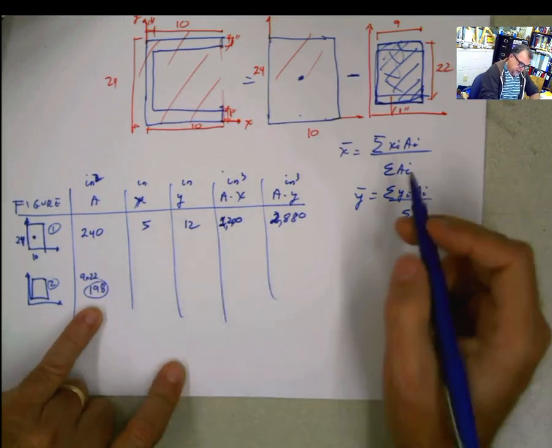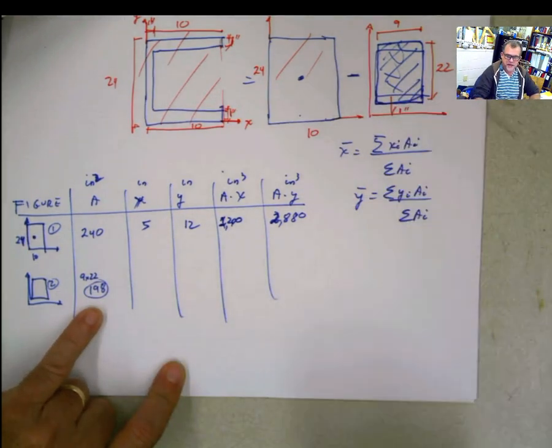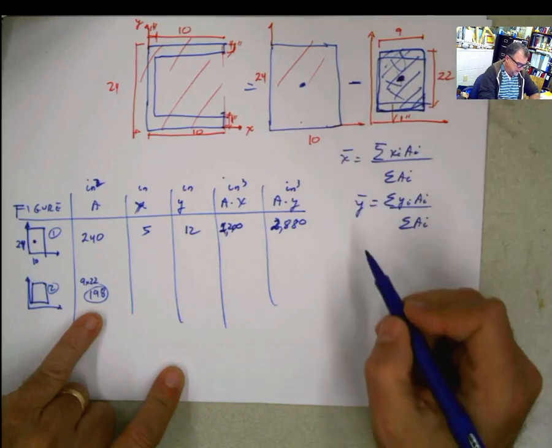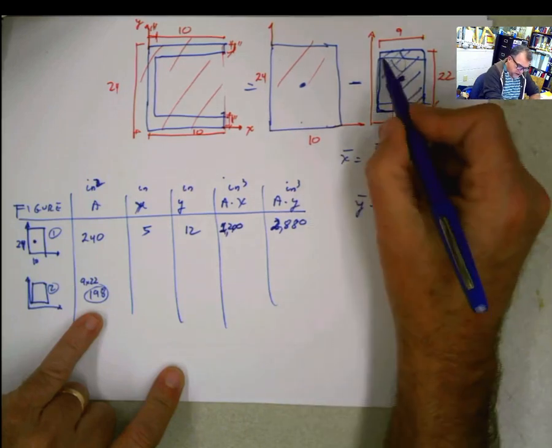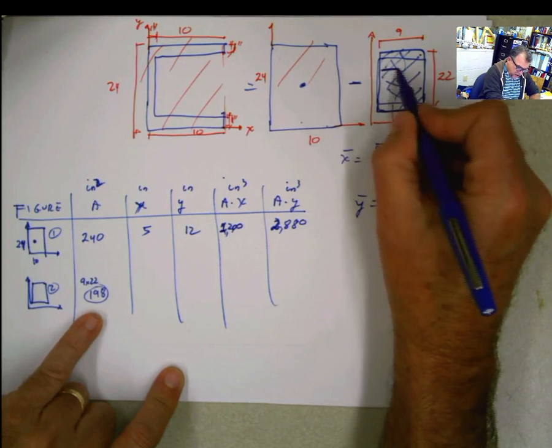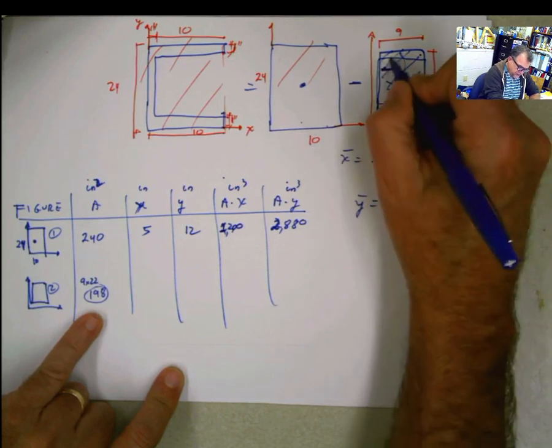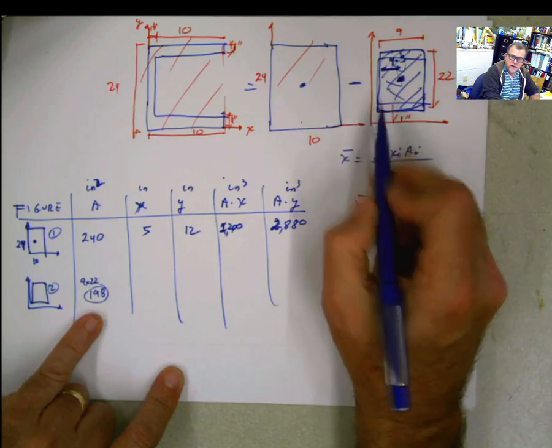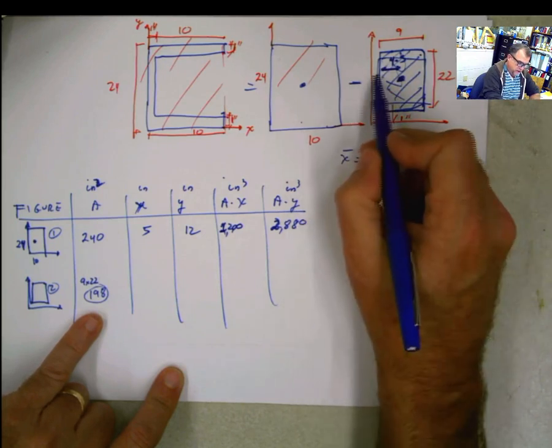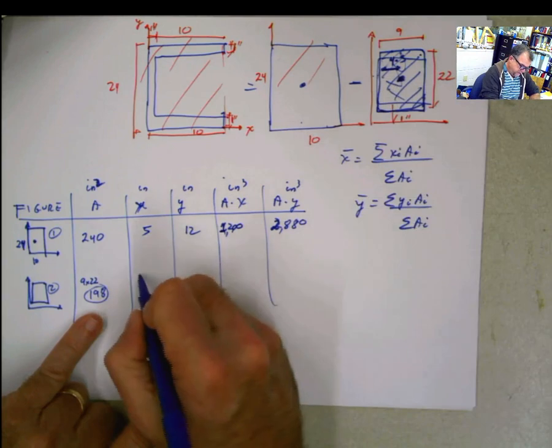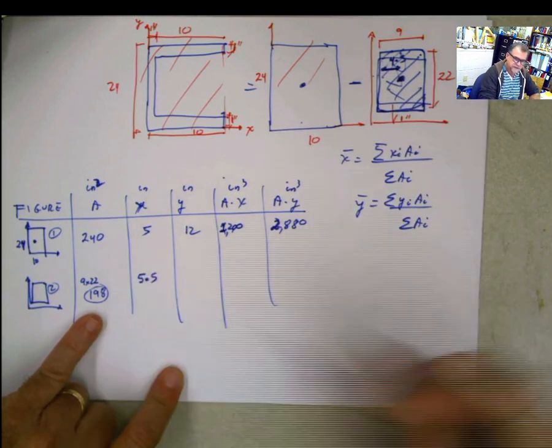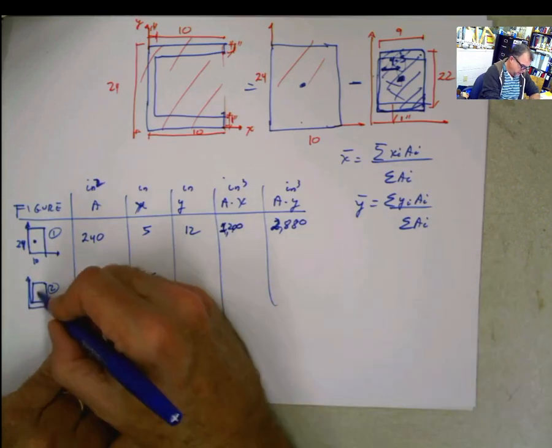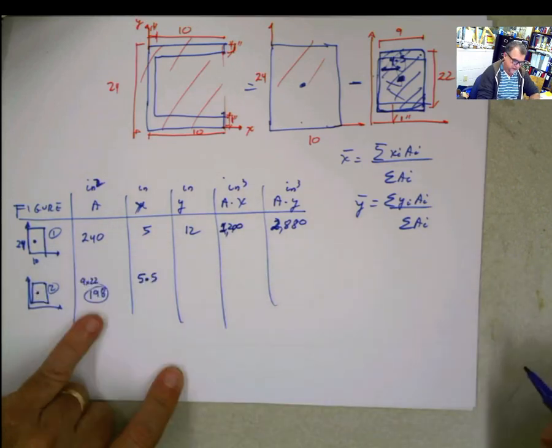That's my area. X is the distance measured in x from my axis of reference to the centroid of that figure. The centroid of that figure is that, which if this is 9, I know this has to be 4.5. However, I have this distance here, which is 1 inch. So it's going to be 1 plus 4.5, 5.5. People always forget that little distance. That's why I put my axis of reference like that, so you can see it.